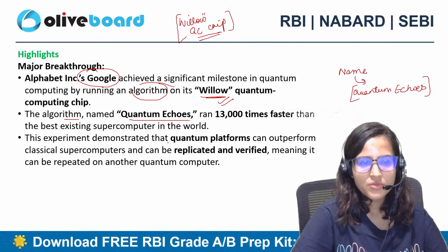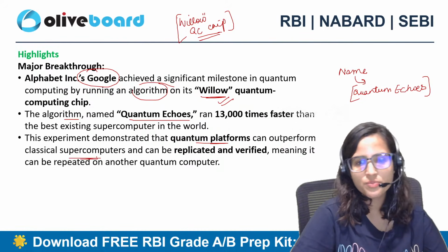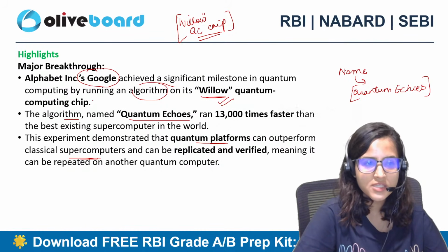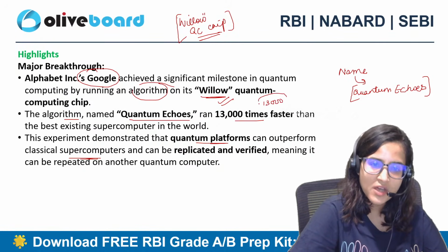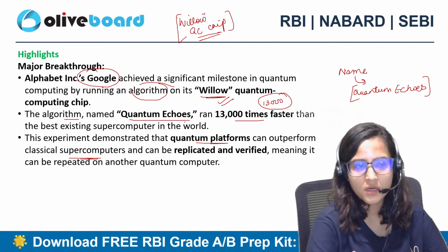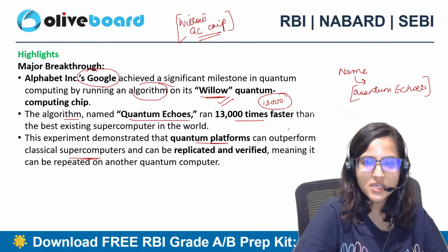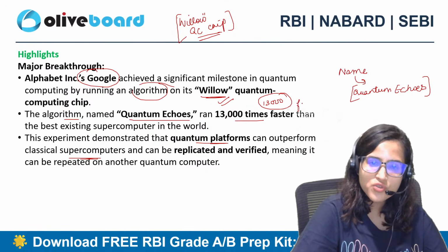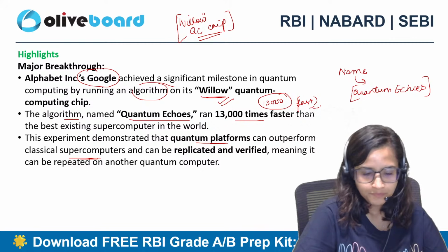This experiment demonstrated that quantum platforms can outperform classical supercomputers, because if you see here, this algorithm was run, and this ran 13,000 times faster than the best existing supercomputer in the world. So this is a major breakthrough that a computer can run this fast, right?